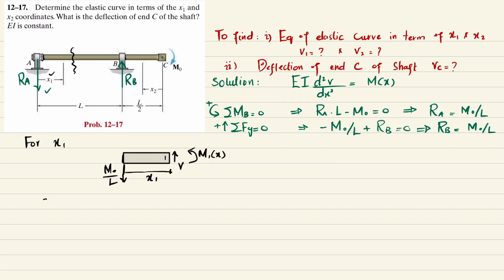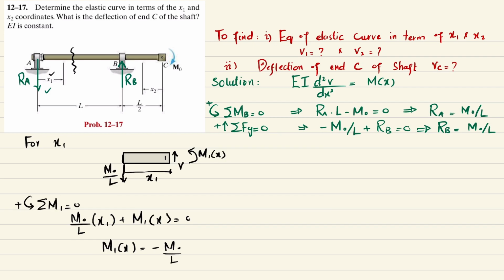You can find this moment by using the equation that the sum of all moments about point 1 is equal to 0, taking counterclockwise moment as positive. One force is M0 over L and the perpendicular distance is x1, and it is producing counterclockwise, so it will be positive. The other one is also M1 of x, which is positive, so their sum must be equal to 0. So M0 over L times x1 plus M1 of x is equal to 0. You will get M1 of x equal to minus M0 over L times x1. So this is the moment equation for coordinate x1. Clear?